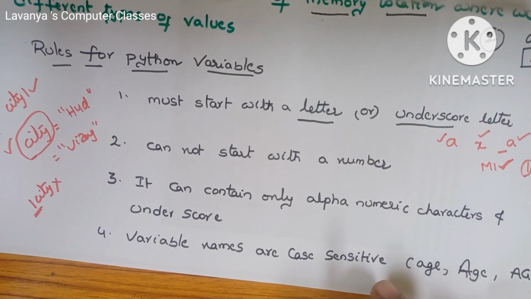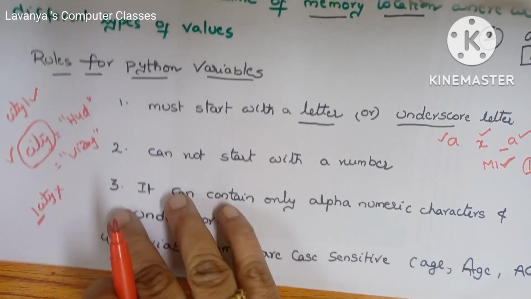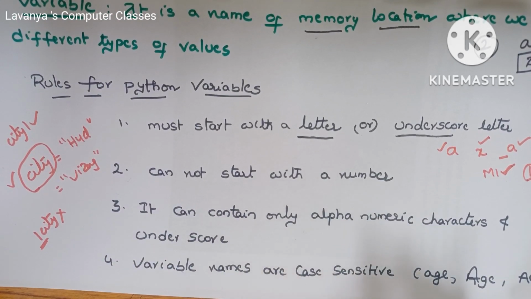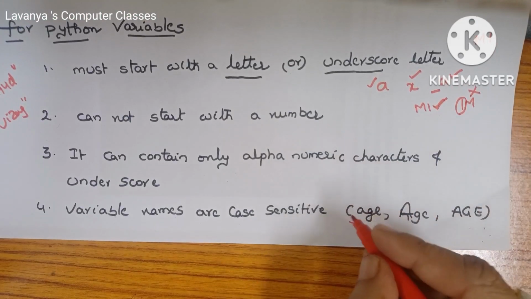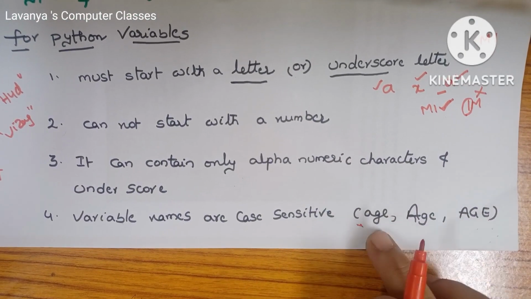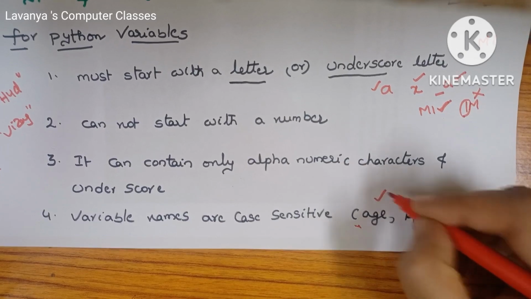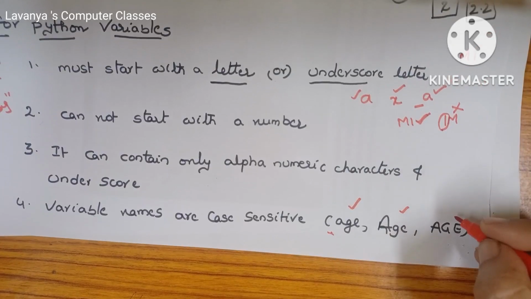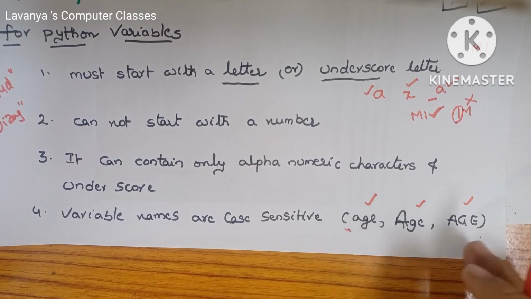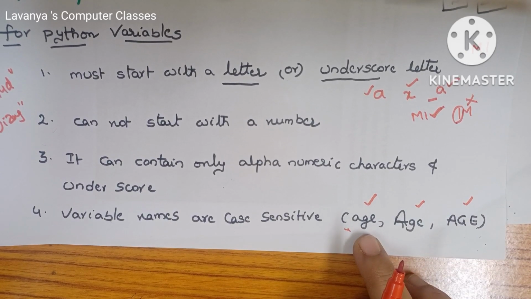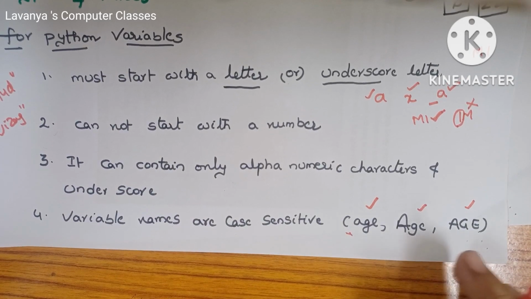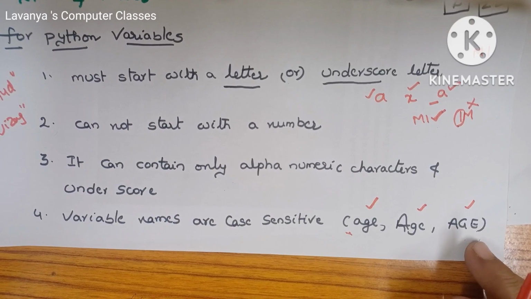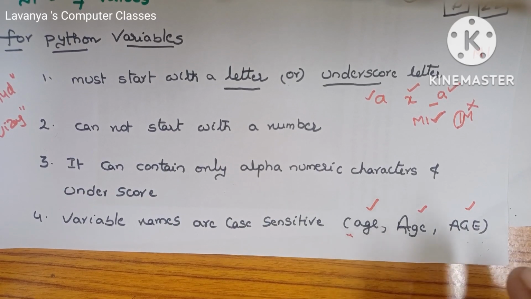And variable names are case sensitive. Case sensitive means in Python, lowercase letters have one meaning and uppercase letters have a different meaning. See here, what is over age? If you write age in all small letters, that is acceptable. This is also acceptable, and this is also acceptable. But all three have different meanings. The first one is a variable name with all small letters. In the second, the first letter is a capital letter and the remaining are small letters. And the third one is all capital letters. All are acceptable, with different meanings.